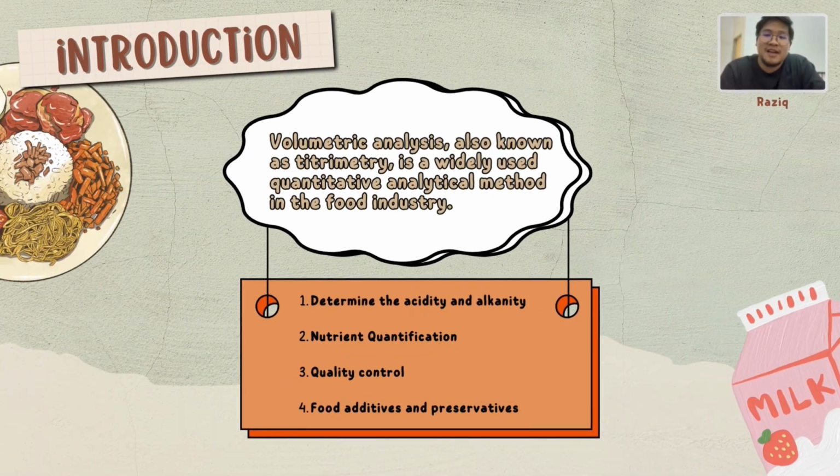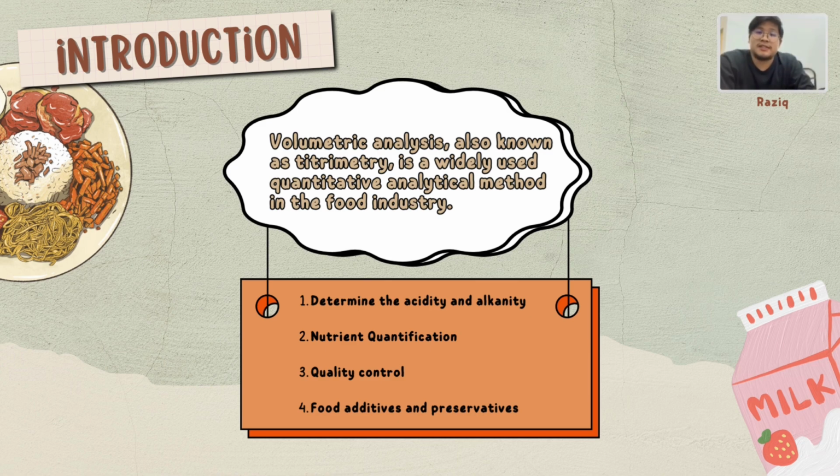To begin with, I will explain briefly about volumetric analysis. Volumetric analysis is a chemical analytical method used to determine the concentration of an analyte. The process involves the measurement of a titrant, which is a solution of known concentration, required to react completely with the analyte. This method is widely used around a number of industries due to its simplicity, cost effectiveness and accuracy.